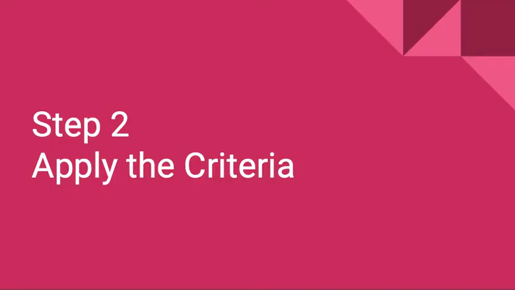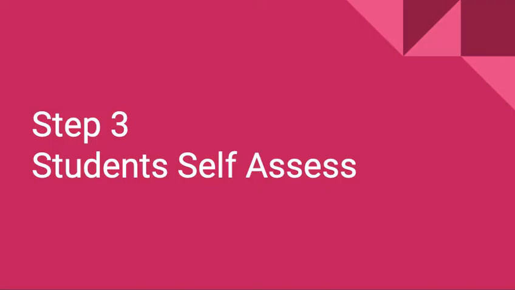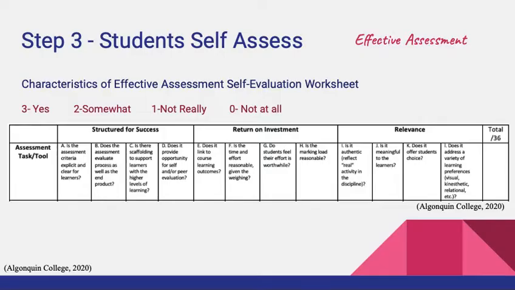Now we will move on to applying the criteria. Simply put, this is where the beginning stages of learning happens. It starts with the educator modeling the criteria and finishes with students applying it independently. Next is where learners reflect and do the self-assessment. When providing students with a way to self-assess, it is first the facilitator's responsibility to ensure this is done in a meaningful way, not just a way to make up part of a student's mark.